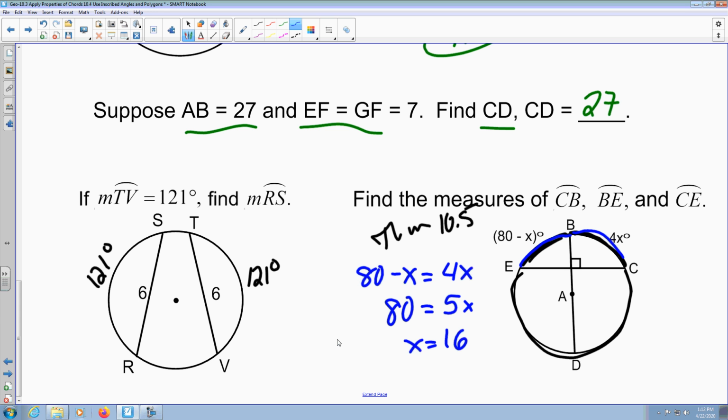So I could say that these two are simply going to be 4 times 16, which is 64. So this is 64 degrees, this is 64 degrees, and I apologize, the CE is right here. So it's just the sum of both of them. So it's going to be 64 plus 64, which is 128 because it needs to be a minor arc. It's not the major arc in this particular instance. And so we have our 3 minor arcs. CB was 64, BE was 64, and CE was 128 degrees respectively.